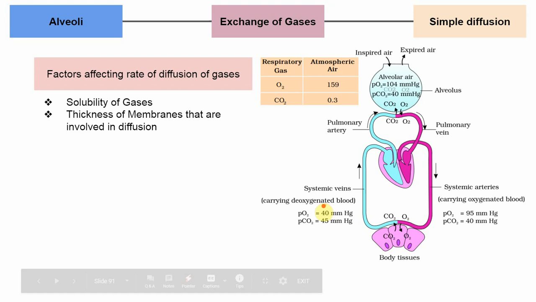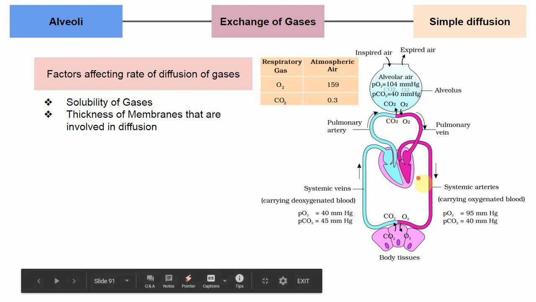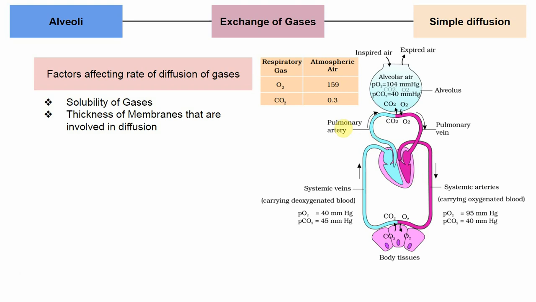The veins which carry this deoxygenated blood are the systemic veins, which bring it back to the heart, and from the heart it is pumped back to the lungs for purification, and this cycle goes on. So you can see that because of the difference in the concentration of respiratory gases in body tissues and the alveoli, there is exchange of gases.